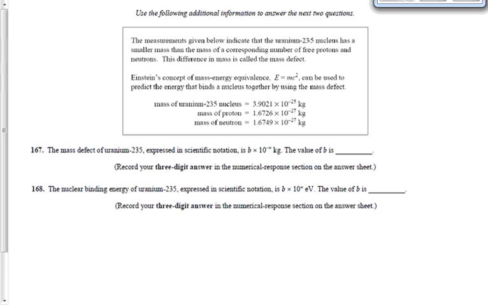It says the energy-mass equivalence equation can be used to predict the energy that binds the nucleus together by using the mass defect. Here's the mass of uranium-235. Here's a proton. Here's a neutron. We want to find the mass defect.